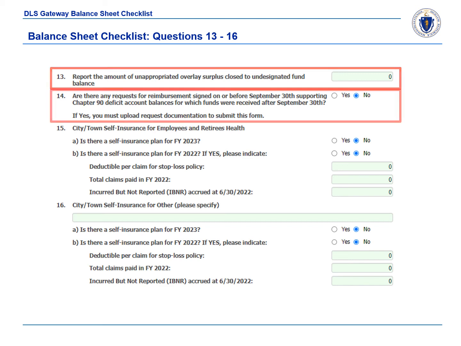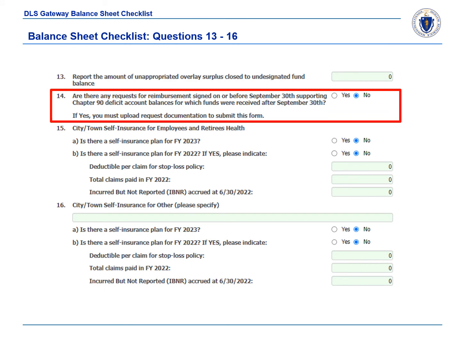Question 14 is a yes or no answer, looking to determine if your community submitted for Chapter 90 reimbursements prior to September 30th. A no answer means that your community did not submit for reimbursement for any Chapter 90 deficits that appear on your balance sheet by September 30th. In this case, a Chapter 90 deficit that appears on your balance sheet is a reduction to free cash.